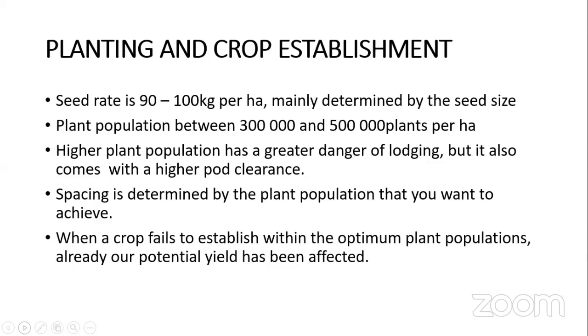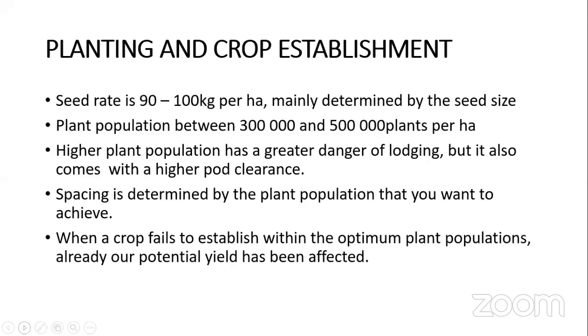Then when a crop fails to establish within the optimum plant populations, already our yield potential has been affected. So on this subject, if you revert back to the discussion we are having, we are talking about maximizing soybean yield potential. For us to maximize, we have to maximize what is there. Once we fail to establish a crop within the optimum planting populations, it becomes a challenge. We have very little to protect.